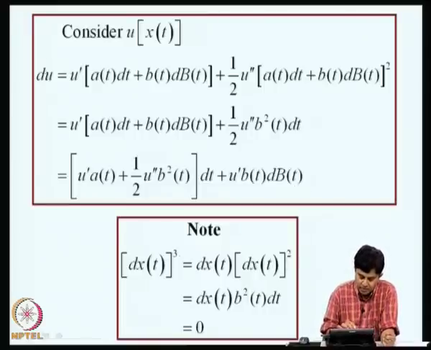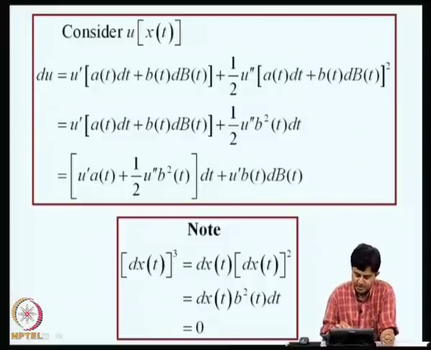Now, what happens to dx of t whole cube? Just to make sure that this is 0 as we have been telling, we can quickly do this calculation: dx of t into dx of t whole square, and dx of t whole square is b square of t dt. Just now I have shown dx of t whole square is b square of t dt, and this is 0.